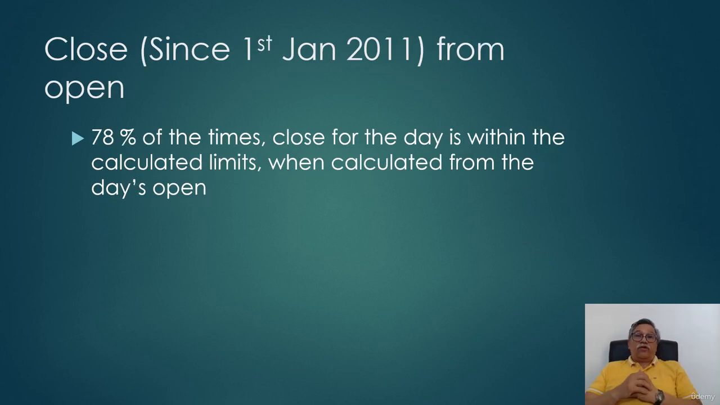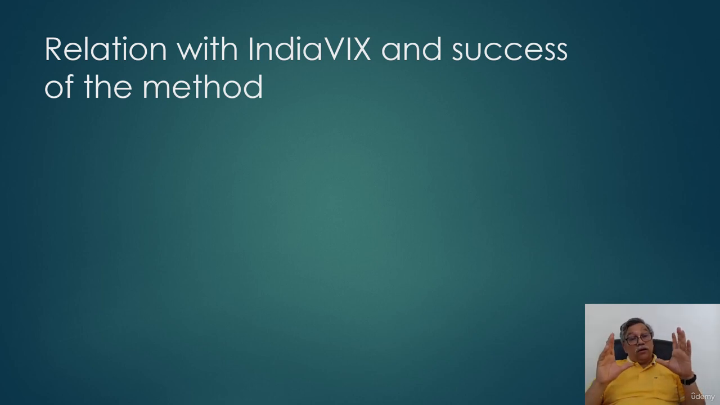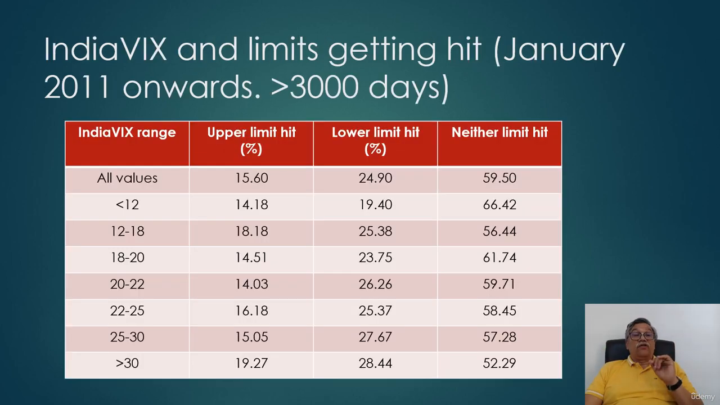So 78% of times, the close for the day is within the calculated upper and lower limits when you calculate from the day's open, not from yesterday's close, but from today's opening price. Now, what is the relation with IndiaVIX and what is the success of the method? Let us see that. Taking all values of IndiaVIX, irrespective of the value, if you do the same thing, then 15.6% of the time the upper limit is hit, 24.9% the lower limit is hit, and 59% neither limit is hit. But remember, the close is within the limits 78% of the times.